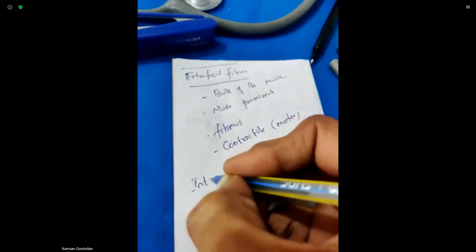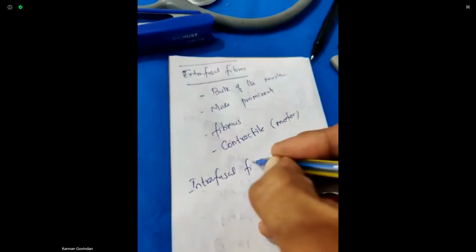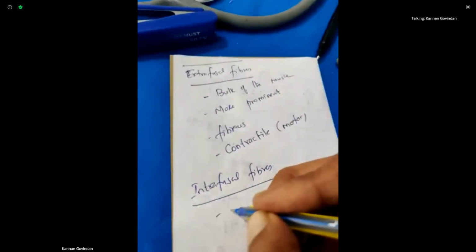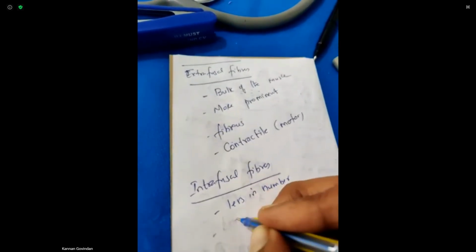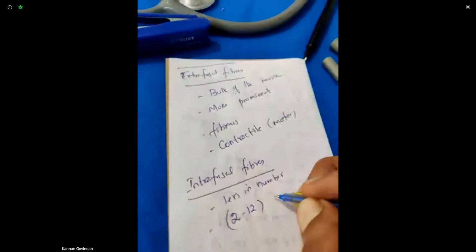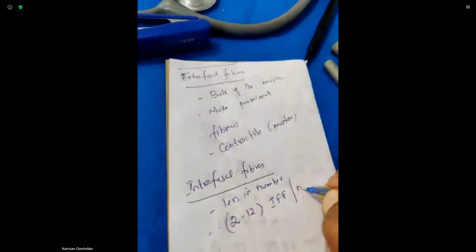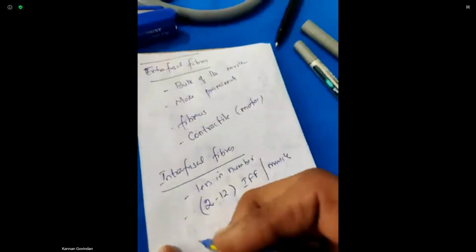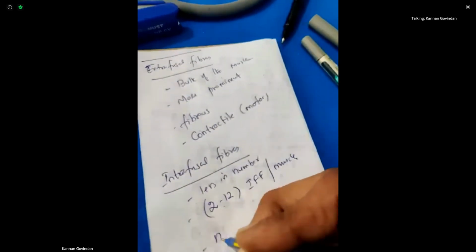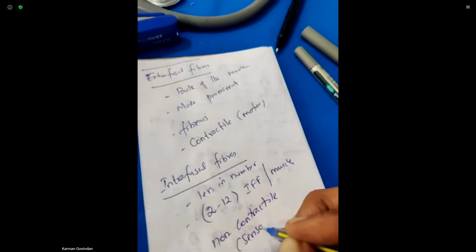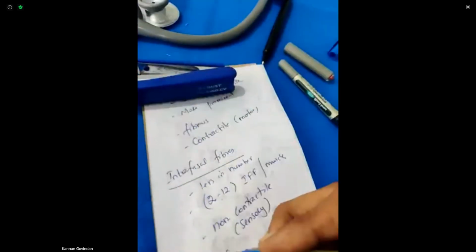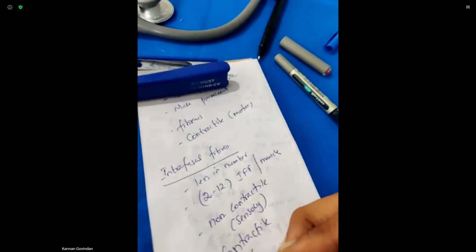Coming to intrafusal fibers, they are very few in number. Each skeletal muscle will have only around 2 to 12 intrafusal fibers per muscle. They are less prominent. They have two components. One is a non-contractile component, which acts as a sensory proprioceptor, and the other one is a contractile component.